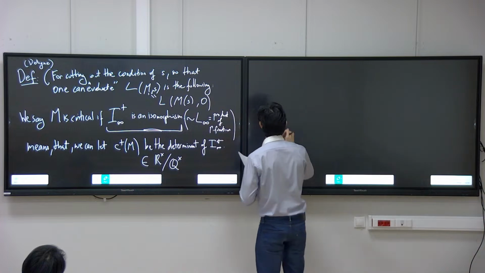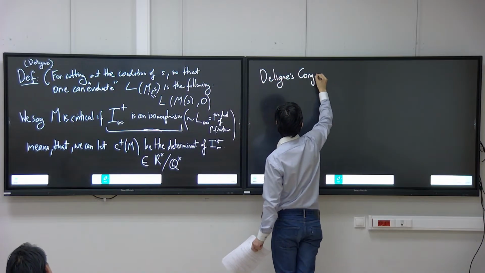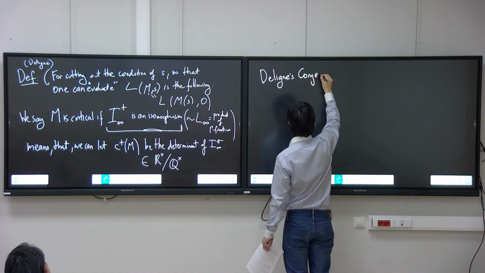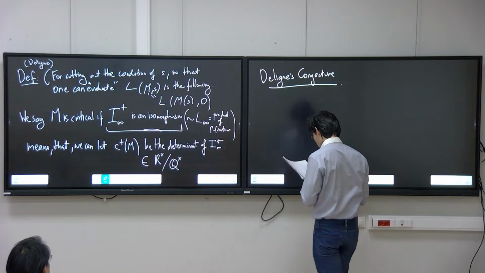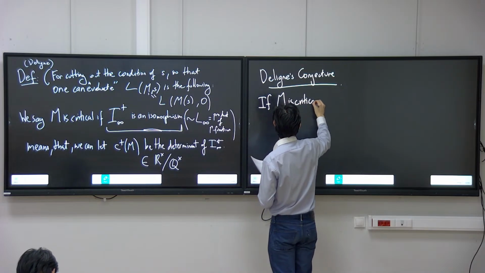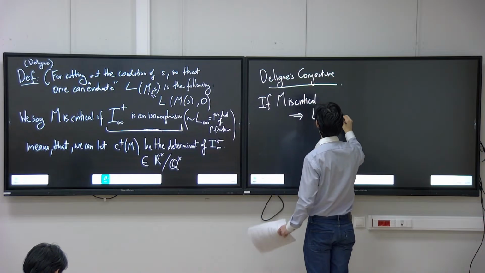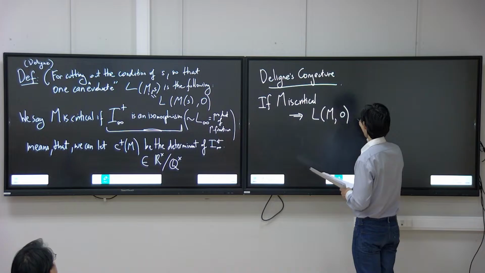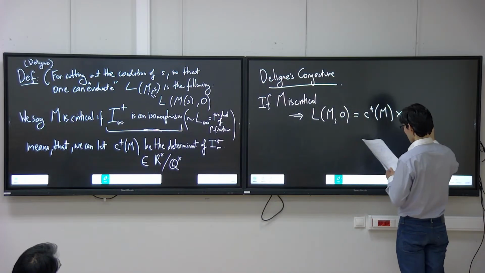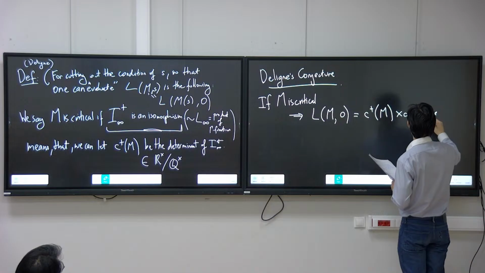And finally, I can state Deligne's conjecture. If M is critical, then the L function of M evaluated at 0 is equal to this transcendental number, the period, times some element alpha, where alpha is just some rational.